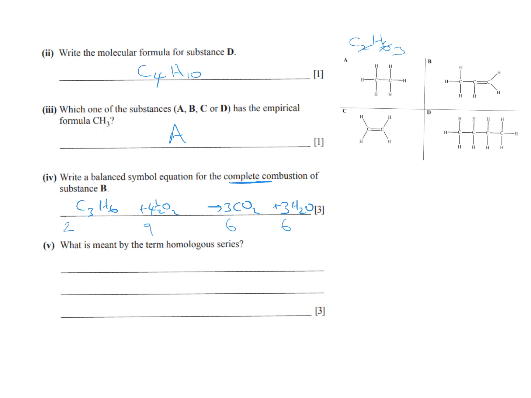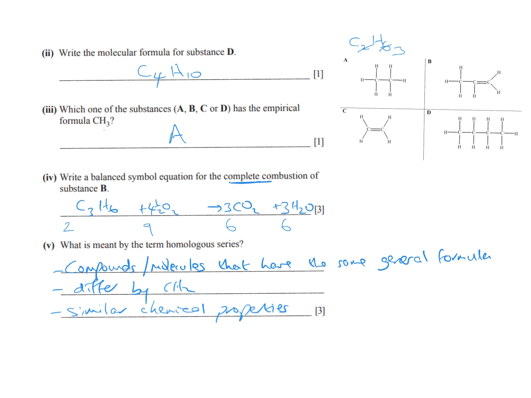Part 5, homologous series. This is a series of compounds with the same general formula, and just notice here, don't say substances. That's not right. It has to be compounds or molecules. So the same general formula, differ by a CH2 group or CH2 unit. They will have similar chemical properties, and don't say the same chemical properties, that's not right. There will be a variation. And then the final thing you could say is there's a gradation in physical properties. So 3 marks, 3 of those things would be fine.